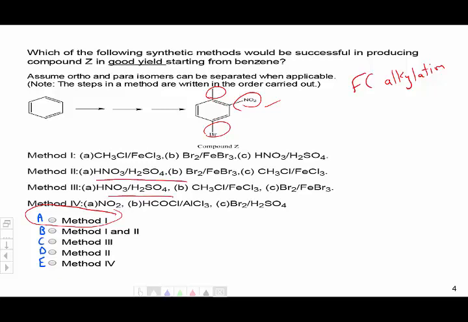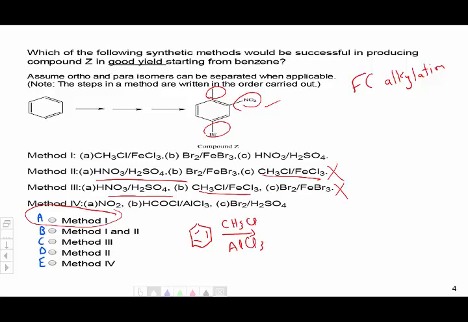Clearly, in those two methods, I'm first adding the NO2, so I'm deactivating the benzene ring, then I'm doing the alkylation after that. And this is why both of these are wrong, because I already have a meta-director deactivator on the benzene ring, then I'm doing the alkylation. So method 1 is right, because first I have the benzene ring, I'm doing the Friedel-Crafts alkylation.